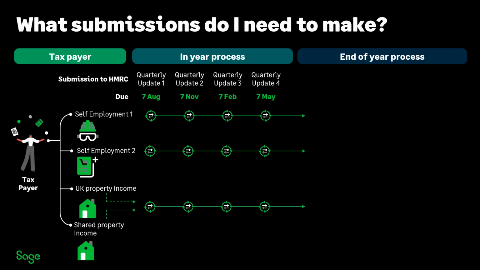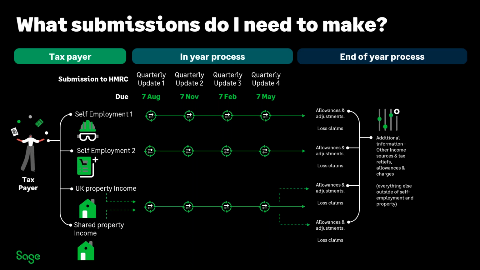Once all the updates have been submitted, you will enter the end of year process, which is where you'll make any final adjustments and allowances. So this could be interest or dividend income, capital gains or a claim for marriage allowance, essentially anything that's on your tax return now that sits outside of the self-employment and property pages. Now, I just want to remind you, all of these adjustments can be done throughout, and you do not have to wait until the end to make any of these adjustments.